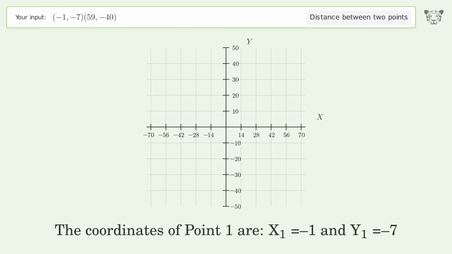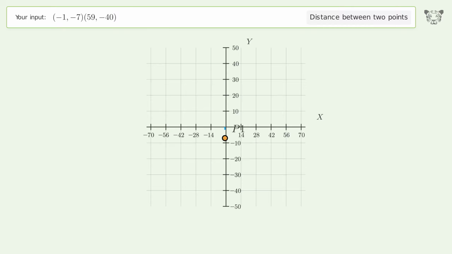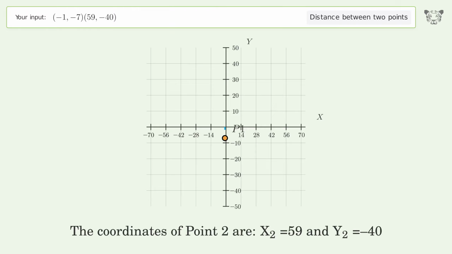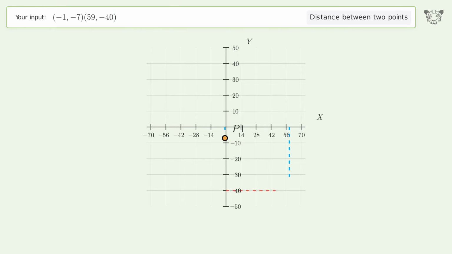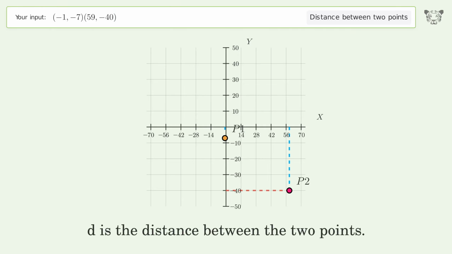The coordinates of point 1 are x1 equals -1 and y1 equals -7. The coordinates of point 2 are x2 equals 59 and y2 equals -40. D is the distance between the 2 points.